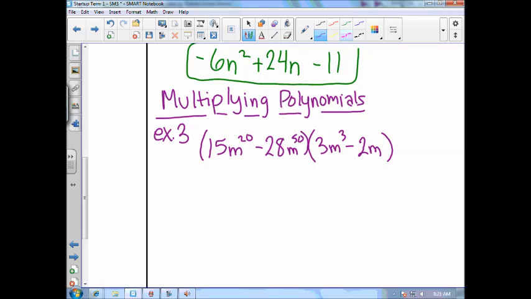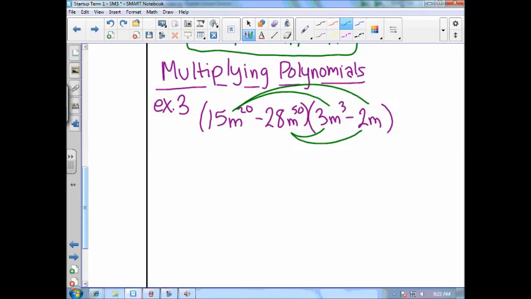Exactly. Does anyone know what the real definition's called? A distribution. We're distributing, and this one's actually going to be a double distribution. Okay, so let's start with the 15m to the 20th power. We're going to distribute it over.